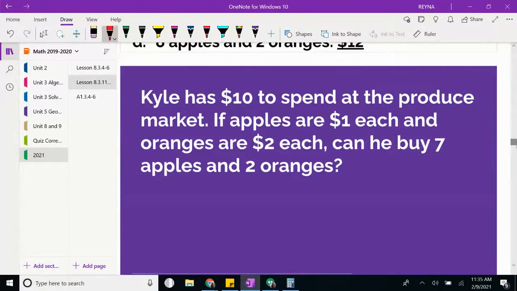Here's another problem. It says Kyle has $10 to spend at the produce market. If apples are $1 each and oranges are $2 each, can he buy 7 apples and 2 oranges? Okay, so he has $10 to spend. So Kyle has $10. And then he said apples are $1. And then we said oranges are $2. Can he buy 7 apples and 2 oranges? Yes or no? What do you think?